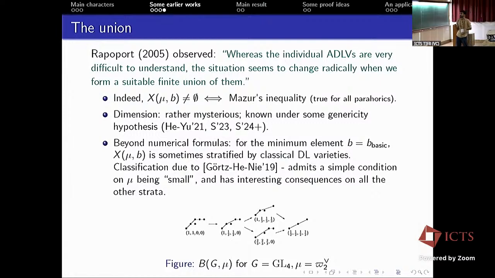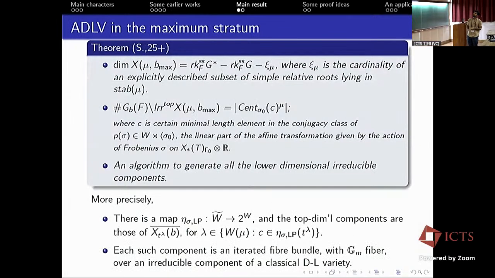So we don't understand all the strata. We know quite a bit about the minimal strata. What does that look like? So that could naturally lead to the question, let's try to understand the maximal strata, right? So that's where my work comes in. So here we give some dimension formula of whatever the ADLV corresponding to the maximal strata is.